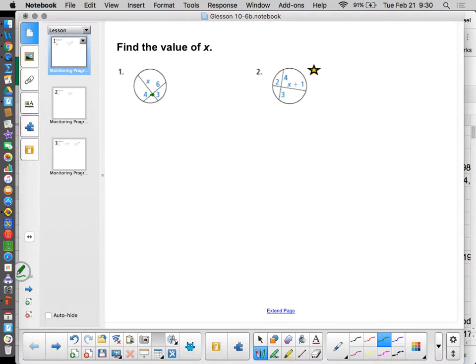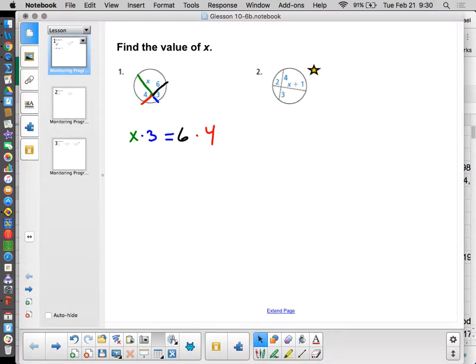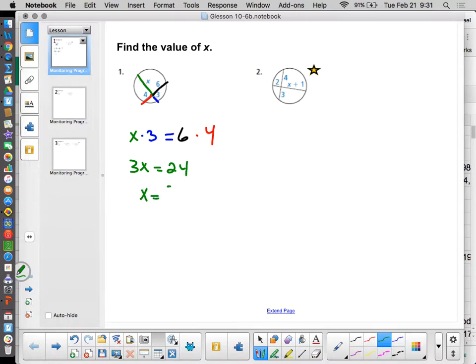Okay, so point of intersection, point of the circle, that would be x, times the segment on the same line, which would be 3, equals 6 times same line 4. So there they are. There are 4 segments, all starting at the point of intersection and ending on the circle. And we do the math. 3x equals 24. So x equals 24 over 3, which is 8.